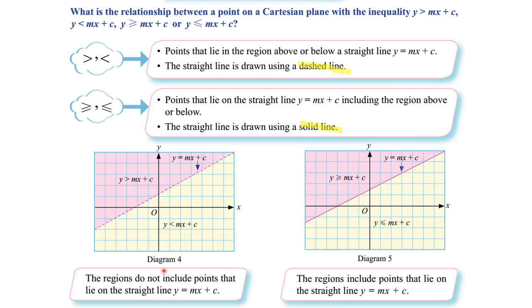And for y less than mx plus c or y greater than mx plus c, the region does not include points that lie on the straight line y is equal to mx plus c. So the points on the straight line are not included.